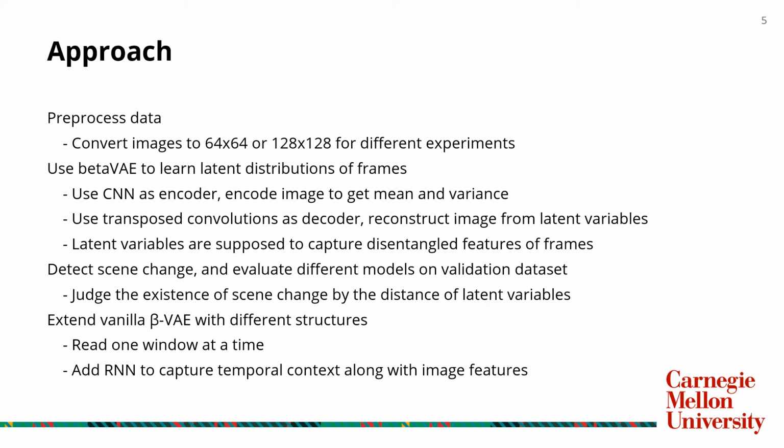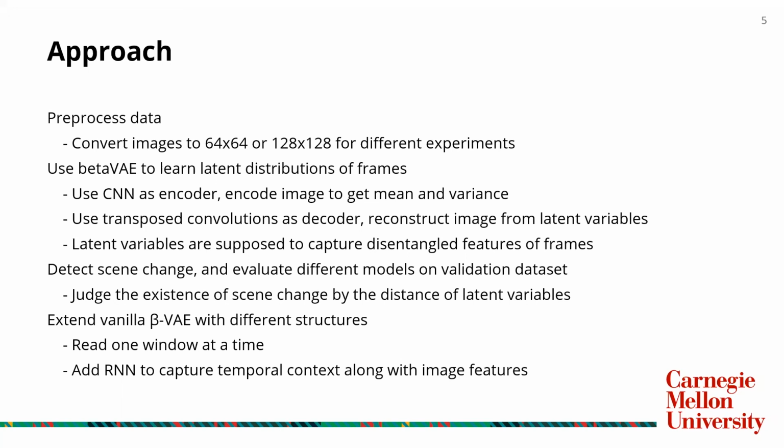We first preprocess data and change its resolution. Then we use β-VAE to perform unsupervised learning on input images. We first use a CNN to encode images and learn the mean and variance of a Gaussian distribution to get disentangled features. Then we use a transposed CNN to decode latent variables and reconstruct images to calculate loss. To detect scene changes, we mark a scene change when the distance between two latent variables is large enough.